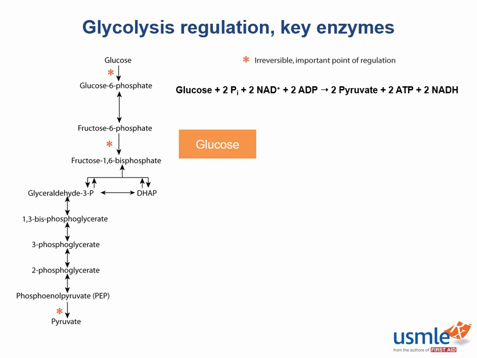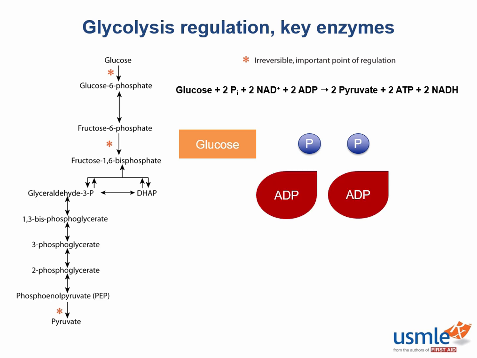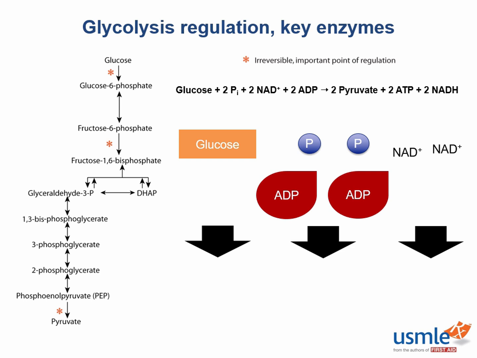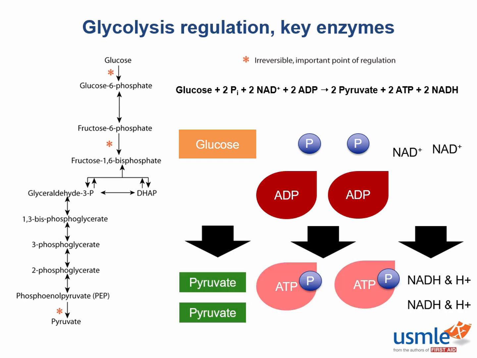You start with a glucose molecule, you add 2 inorganic phosphates, as well as 2 ADP, as well as 2 NAD+ electron acceptors, and you end up with 2 molecules of each of the following: pyruvate, ATP, NADH, and a hydrogen ion. So what's important here? Well, you use 1 glucose to make 2 pyruvate, 2 ATP, and in this process, 2 NAD+ molecules get reduced to NADH plus a hydrogen ion.